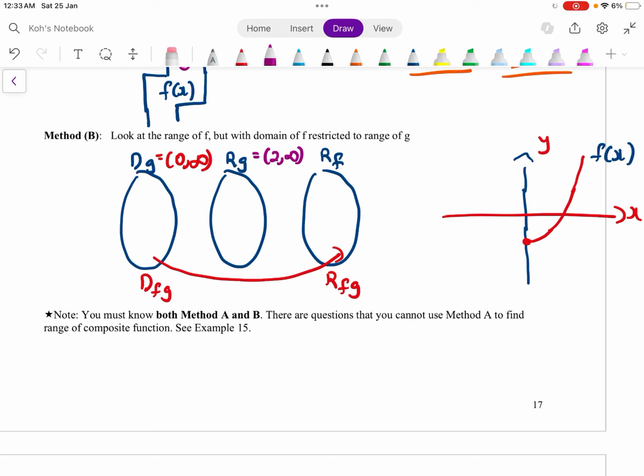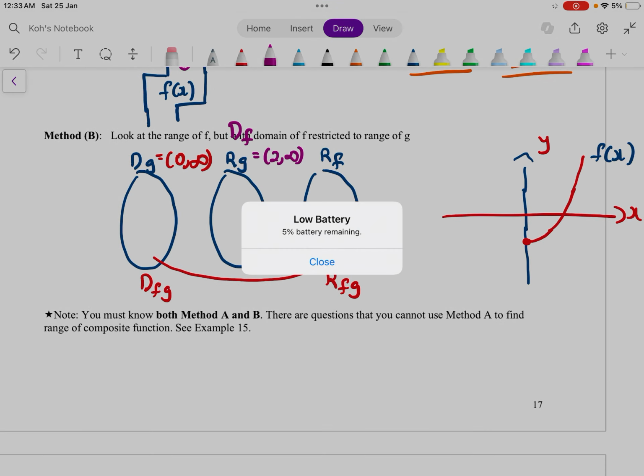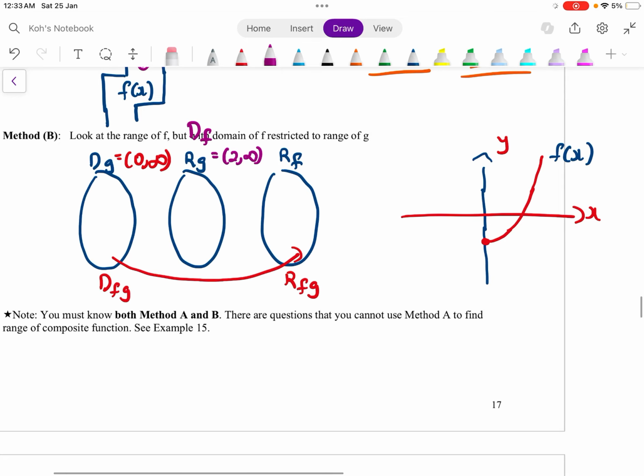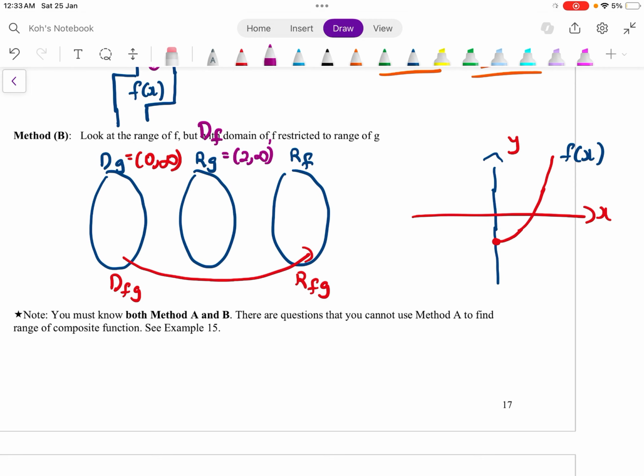Okay, now I do not write the domain of f, because I already know the condition is already fulfilled. It means that the range of g is a subset of the domain of f. So what I want to do now is put this 2 to infinity to be the domain of f. So now my domain of f, I put to be 2 to infinity. So 2 to infinity, of course not including 2 because I put a round bracket.